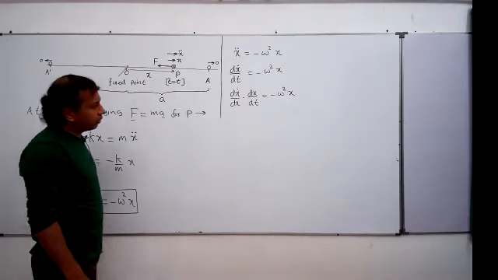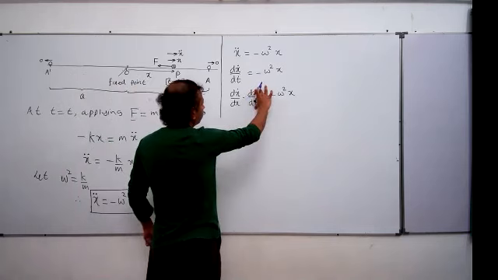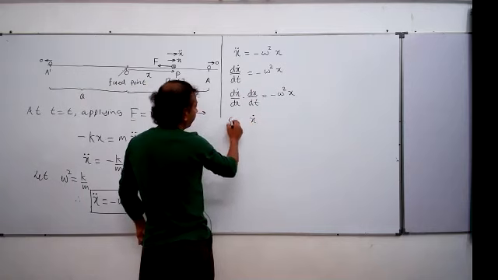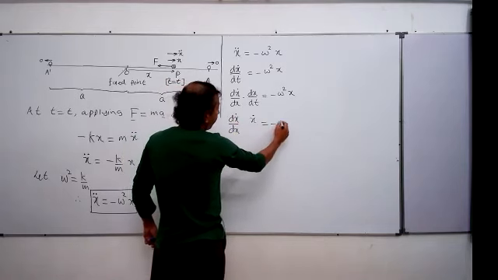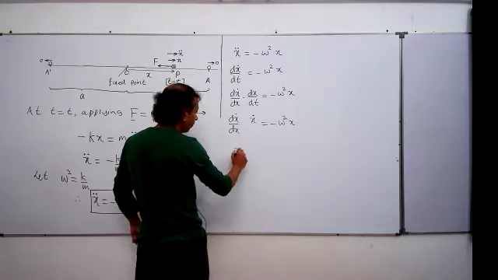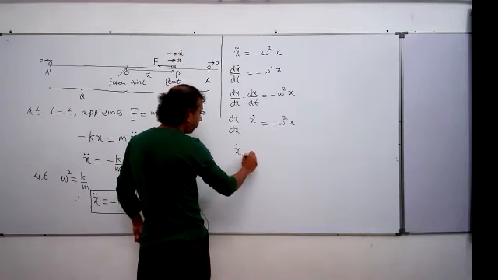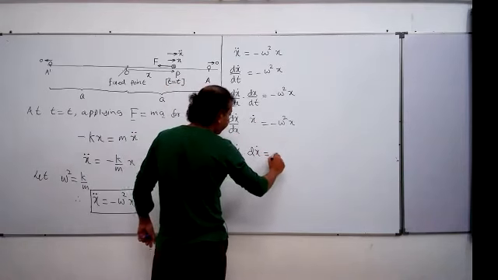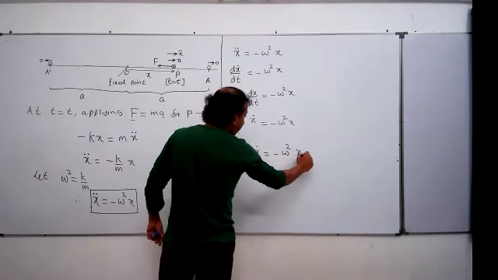People, dx by dt is nothing but x dot. So we have x dot times d x dot by dx equals minus omega squared x. Now bring dx to the right-hand side: x dot d x dot equals minus omega squared x dx.